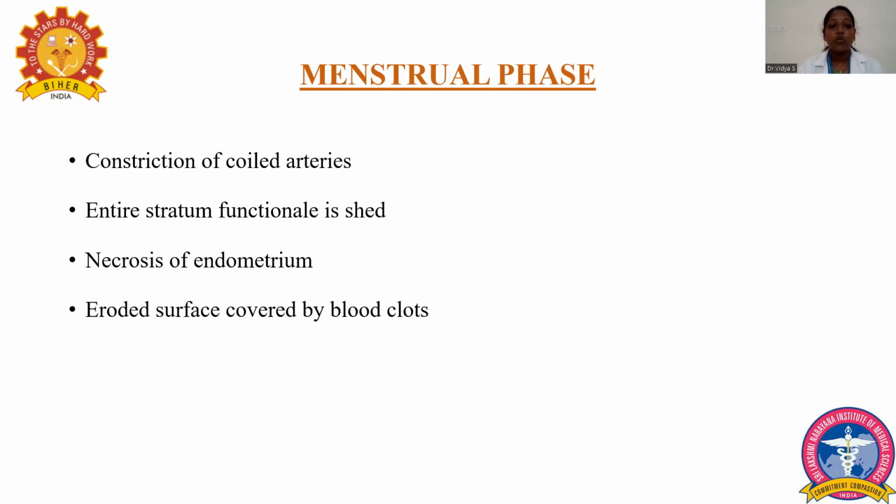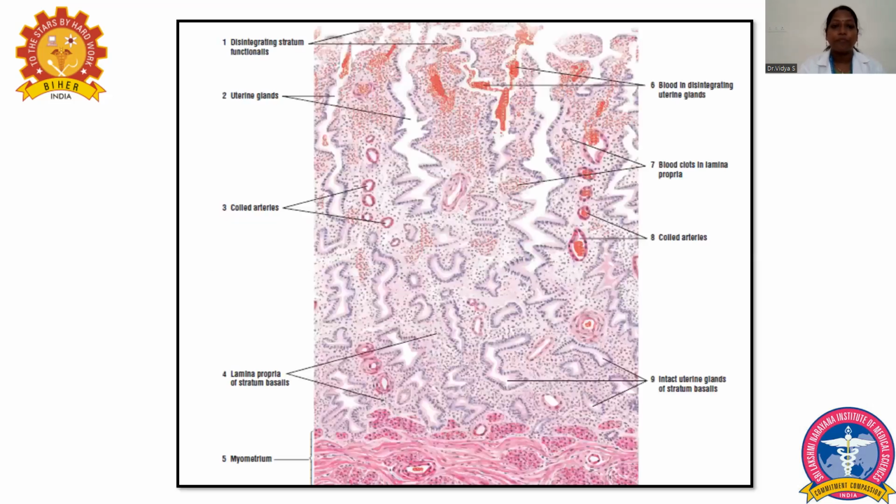Next is necrosis. What is the meaning of necrosis? The cell death, an ischemic condition, the cell death. So that is called necrosis. Here, the full endometrium is going into a cell death condition. And also, we can view the eroded surface of the endometrium, which is covered by some blood clots. So these are the very important points in the menstrual phase of the endometrium.